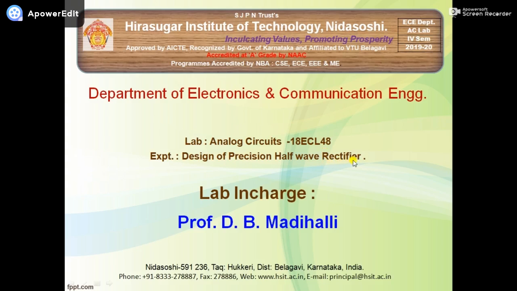We already know that the rectifier is used to convert the AC to DC voltage, but the normal rectifier circuit cannot rectify a voltage below 0.7 volt, because the commonly used diode is the silicon diode. For the silicon diode the cut-in voltage is 0.7.